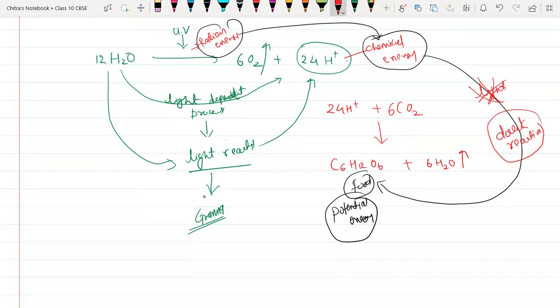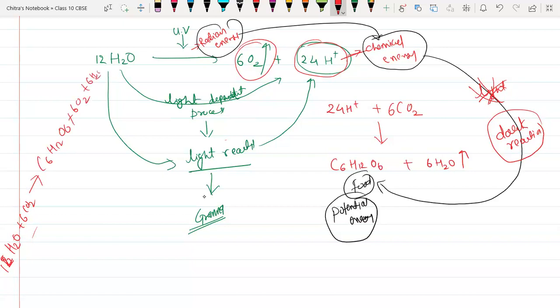Sir, can you explain dark reaction again? Okay, see, during light reaction, water gets split into oxygen and hydrogen positive ion, which are also called protons. So it is nothing but chemical energy. And what are the reactants for photosynthesis? We have the water molecule. So I'm writing the full reaction here. Actually, 12 H2O plus 6 CO2 equals C6H12O6 plus 6 O2 plus 6 H2O. This is the reaction actually.